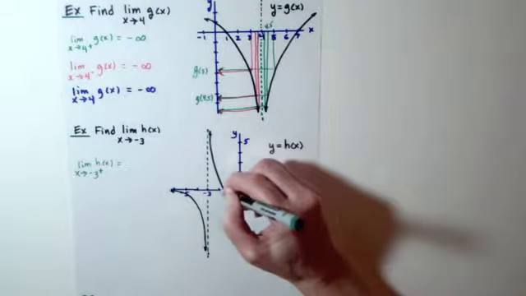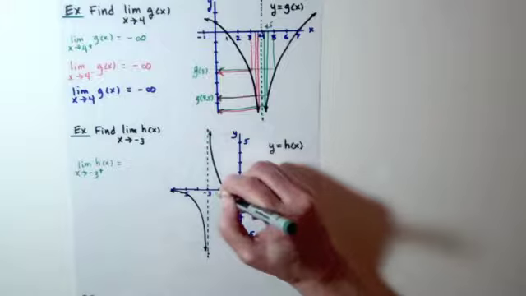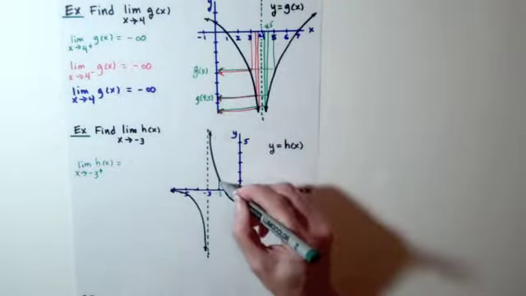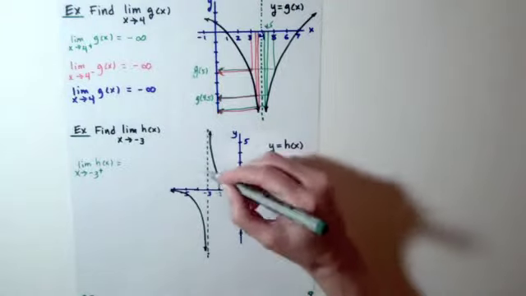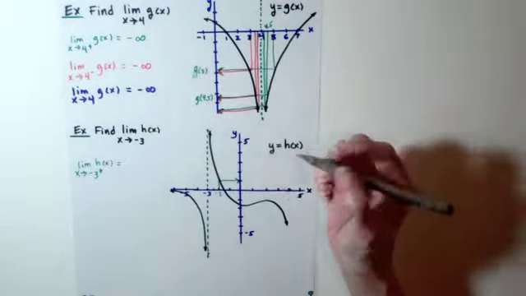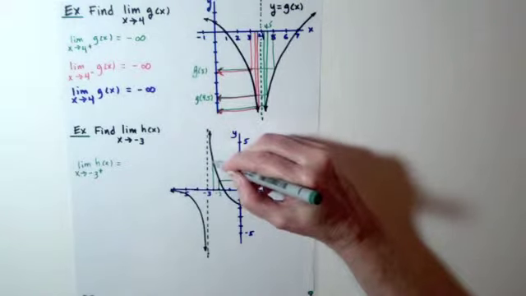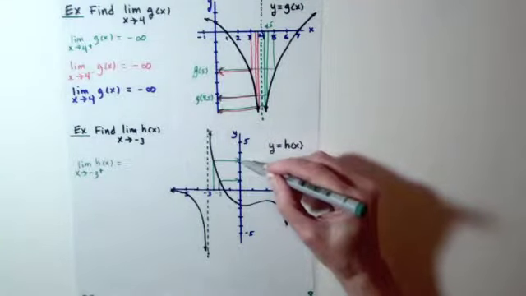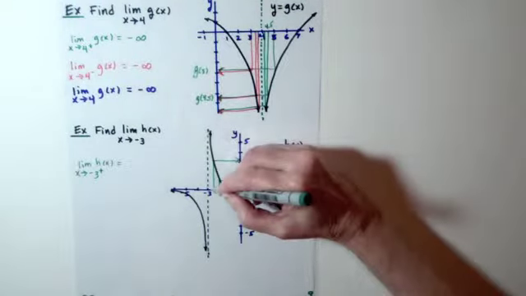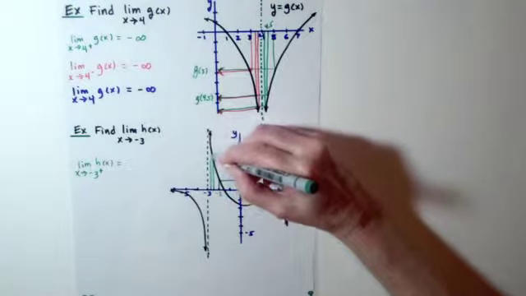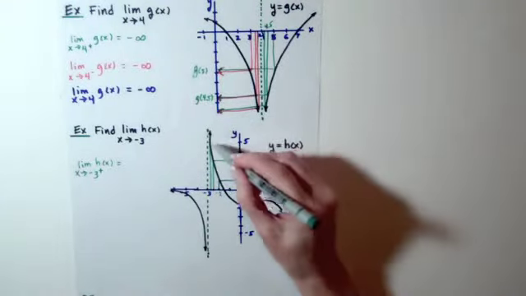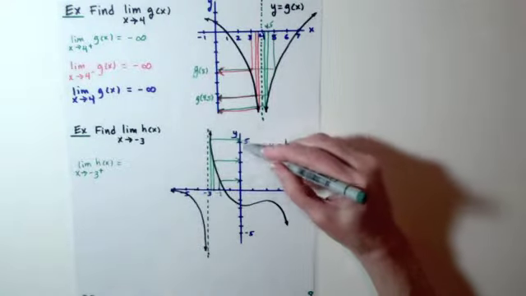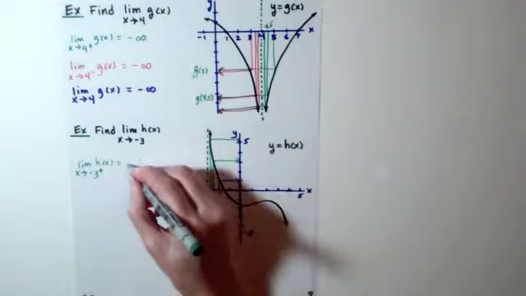If I choose a value that's a little bit to the right of negative 3, say negative 2, I have to go up to hit the curve, and I go over to the y-axis. If I chose something like negative 2.5, that would be a little bit closer to negative 3, I have to go higher to hit the curve, and so I get a y value that is larger. The closer I get to negative 3 on the right hand side, the higher I have to go to hit the black curve. And so you notice that the y values are marching upwards towards positive infinity.